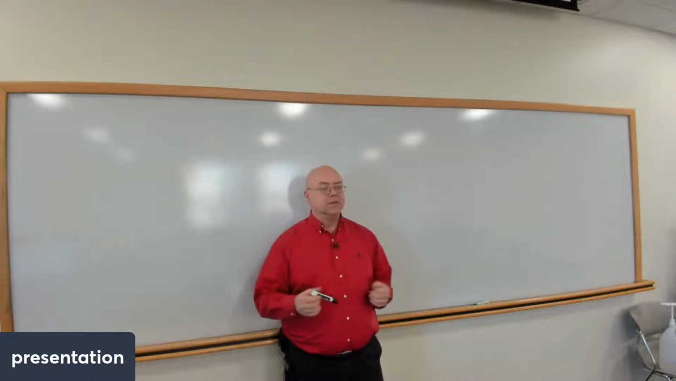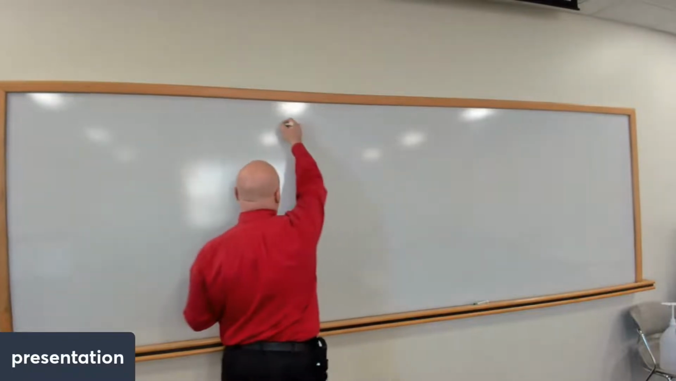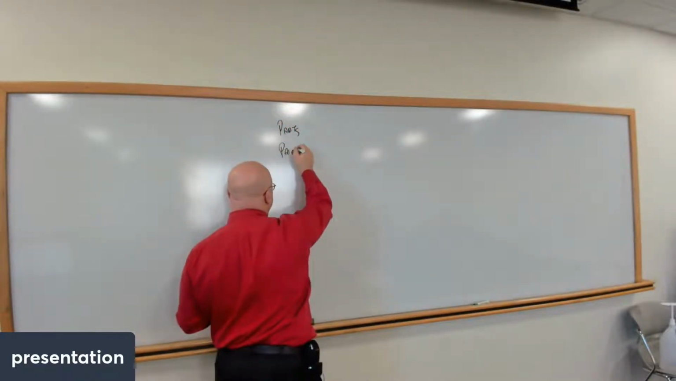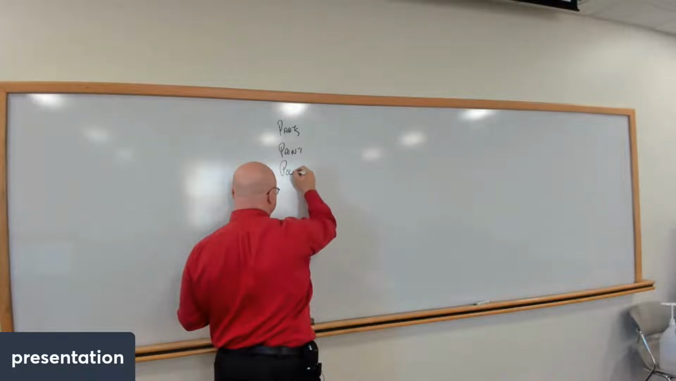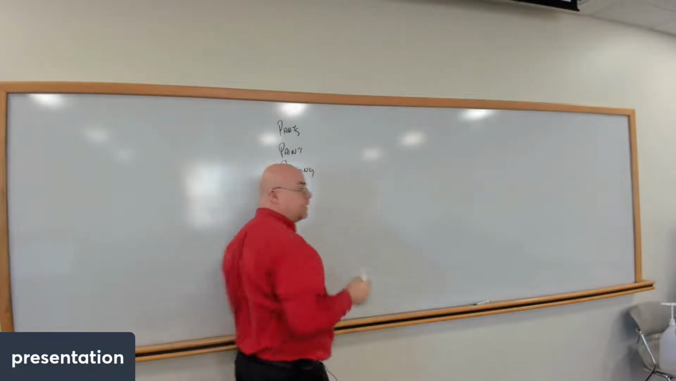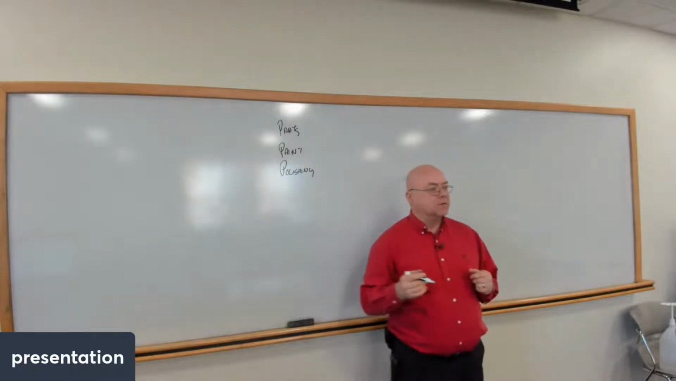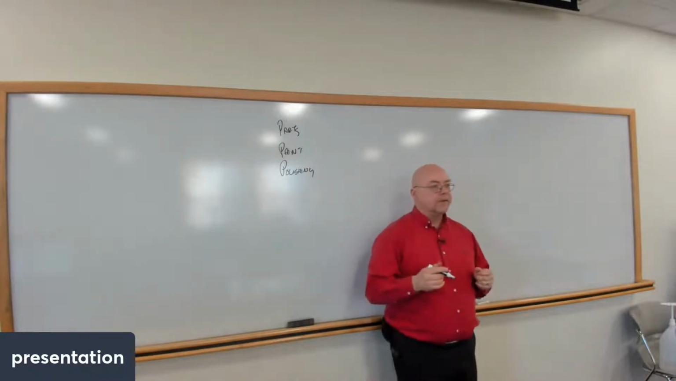Painting. A lot of parts need to get finished afterwards. So part handling, painting, polishing. What else? What else might we want to automate in a CNC machine shop? How about inspection?